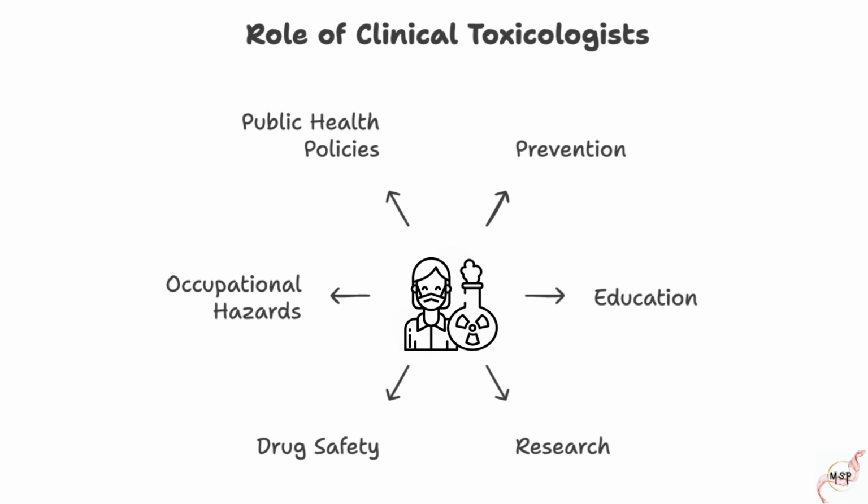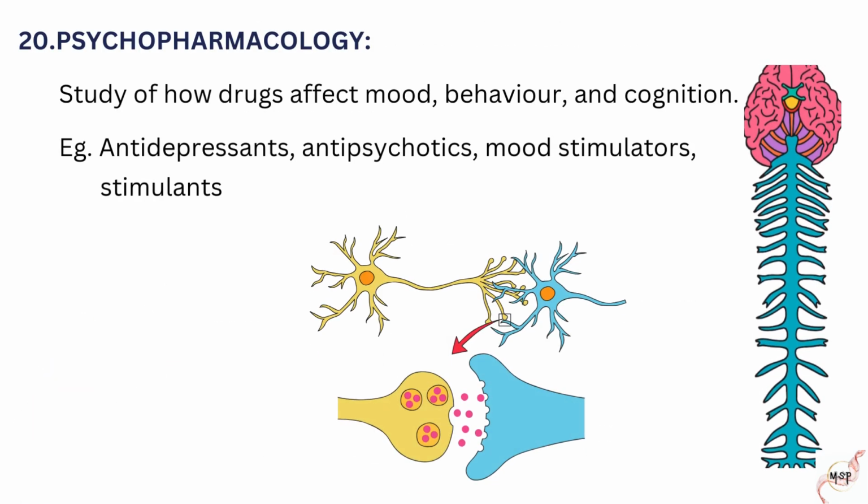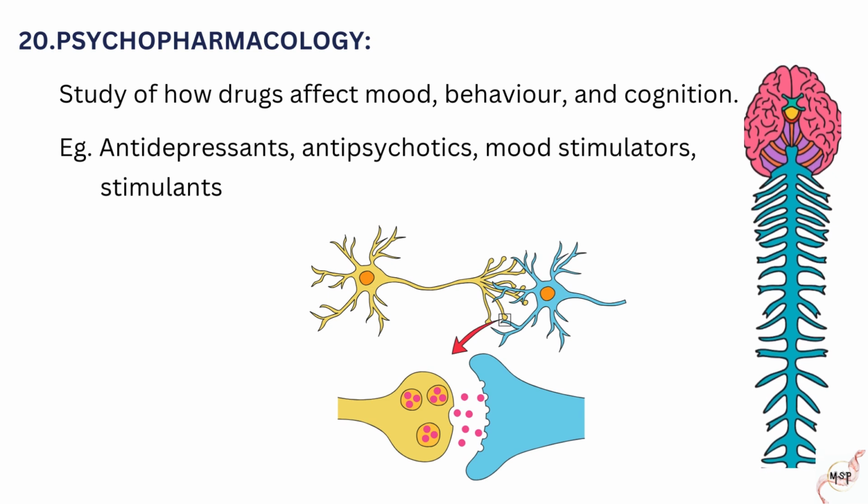In cases of poisonings, clinical toxicologists work closely with forensic experts to determine causes and prevent future incidents. Their expertise is crucial in drug safety, occupational hazards, and public health policies. Next one is psychopharmacology. It is a study of how drugs affect mood, behavior, and cognition. Here we have antidepressants, antipsychotics, mood stabilizers, and stimulants. All fall under this category.